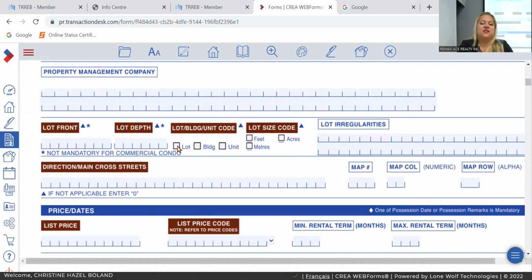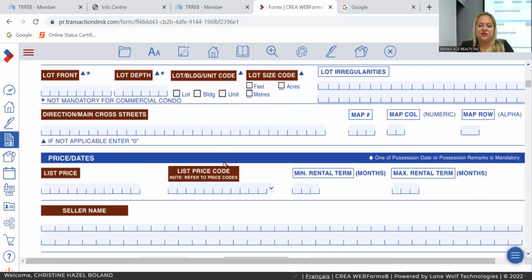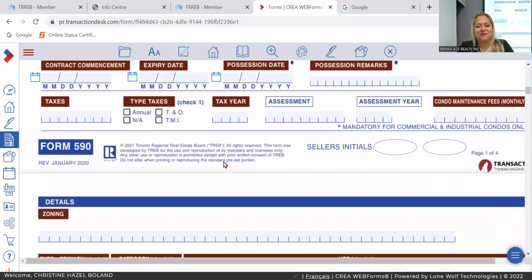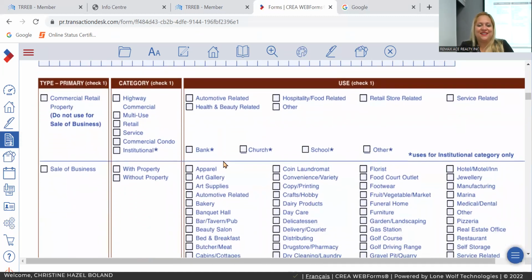In residential, they'll ask you, well, is that the lot, or is that the building, or is that the unit? Because in commercial, you can purchase different things, whether you're purchasing a lot, or the building on it that the size, the lot front and depth is referring to, or whether it might be a commercial condo. So is it the unit, right? And then again, feet, meters, acres, that's pretty standard on our regular forms. The taxes, the commencement date.